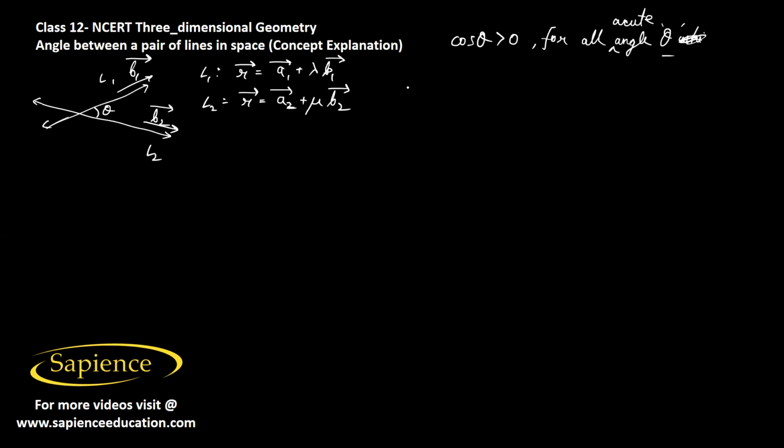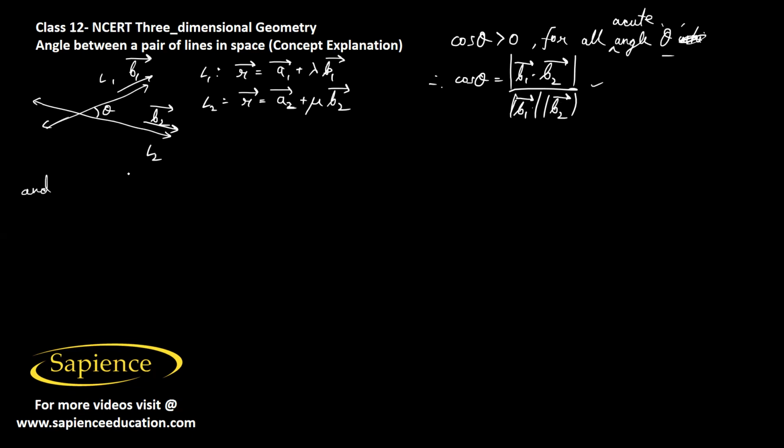Therefore, the angle in between the vectors b1 and b2 would also be theta in that case. So we know that cos theta would be equal to b1 dot b2 divided by mod b1 into mod b2. Since cos theta should always be greater than 0, cos theta should be the mod of b1 dot b2 by mod b1 into mod b2.